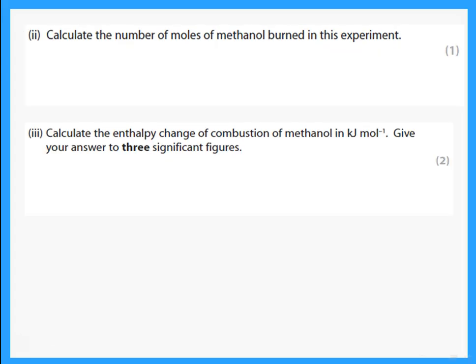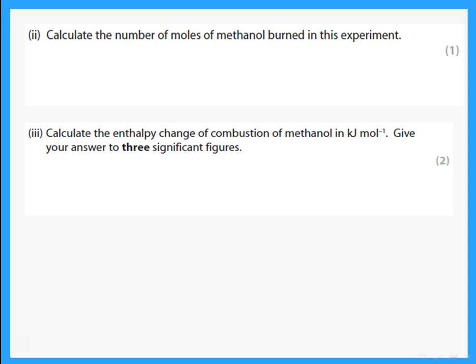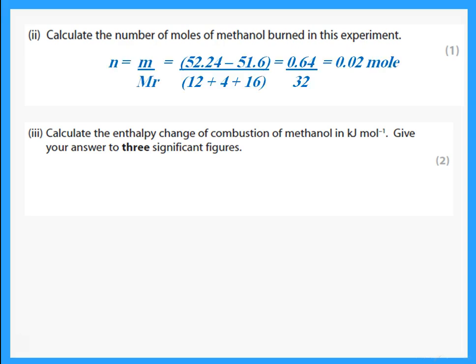Now, he wants the number of moles of methanol burnt. Let's go back to that table. It says we have the mass of the spirit burner and contents at the beginning and the mass of the spirit burner and contents at the end. So the 52.24 minus the 51.6, that would be the mass, over the molecular mass of methanol. So this gives me the number of moles.